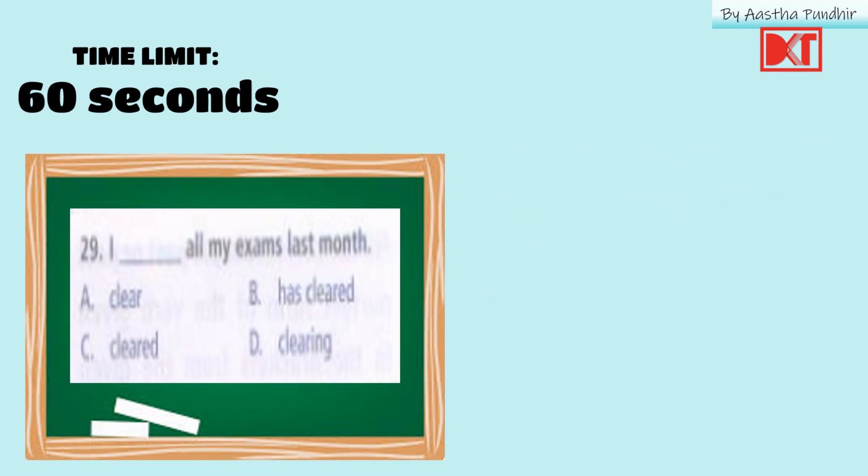Here, I dash all my exams last month. The correct answer here is C. I cleared all my exams last month. This is the simple past tense we're talking about, an action which has been completed in the past wholly. So, C, cleared. Now for the others, you see A, clear is just a verb. The simple present, has cleared, is not suitable with I, the subject. Clearing, again, is not suitable with the subject verb agreement. All right.